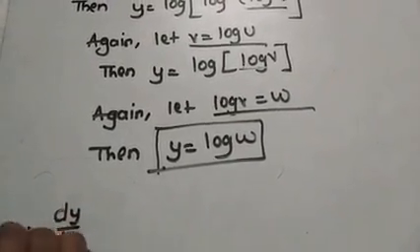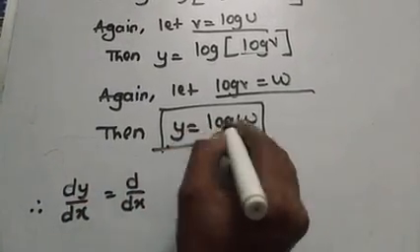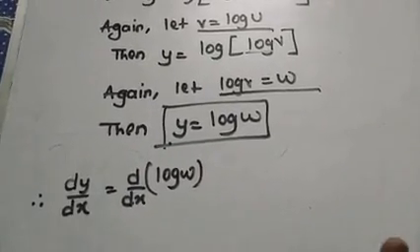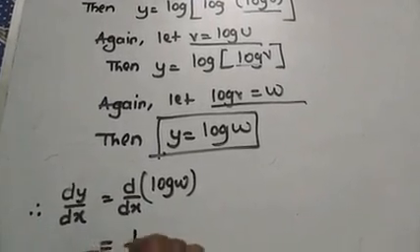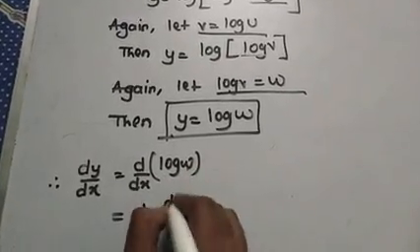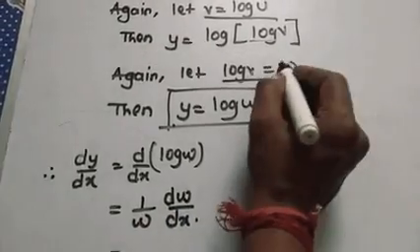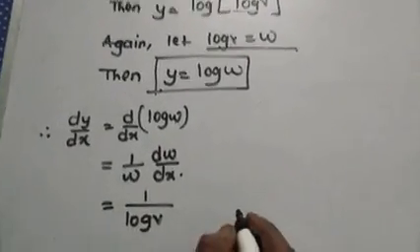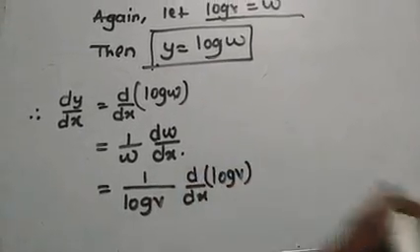Dy by dx, therefore dy by dx, that is d dx of, what was the y here? Log of w. Okay, now d dx of log x is 1/x. So log w will be 1/w. But these two are not same, so by chain rule, again differentiating. Now putting the value of w. What was the w value? Log v. Just putting the value, log v, d dx of log v.